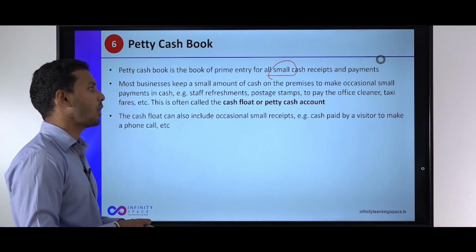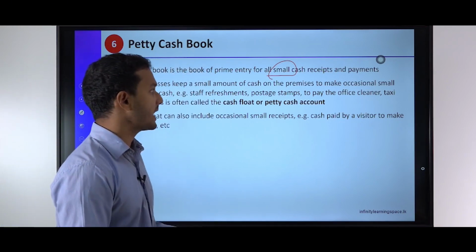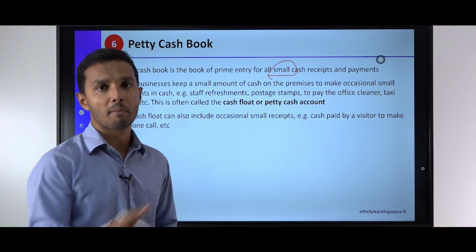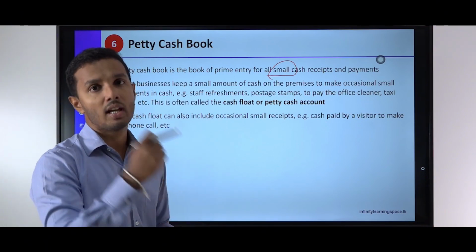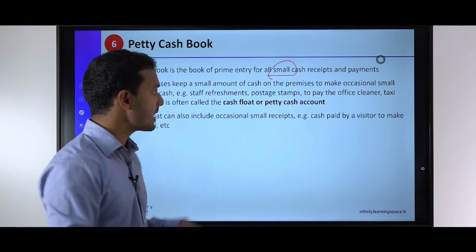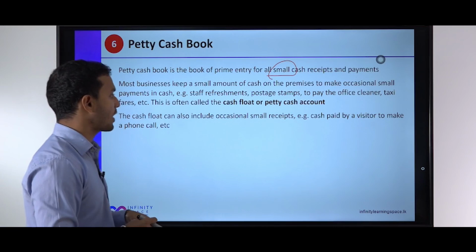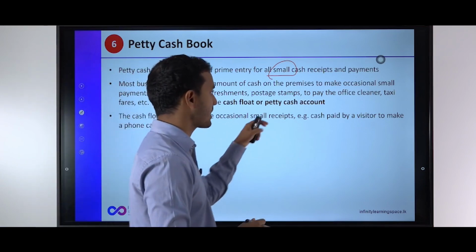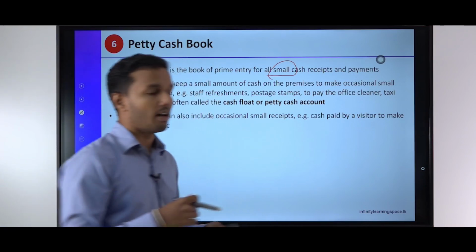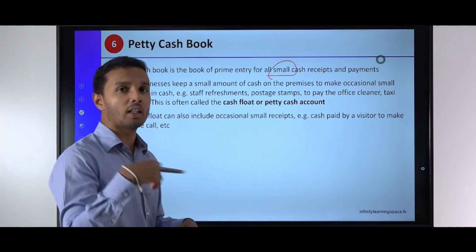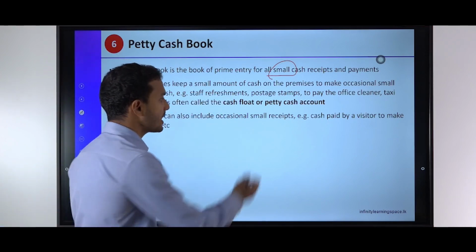This is often called the cash float or the petty cash account. So normally what the business will do is they will keep some money aside at the office in notes and coins to pay for all these petty cash expenses. The cash float can also include occasional small receipts. Now sometimes we also get some small amounts of money. We discussed small cash payments, but there can also be small receipts.